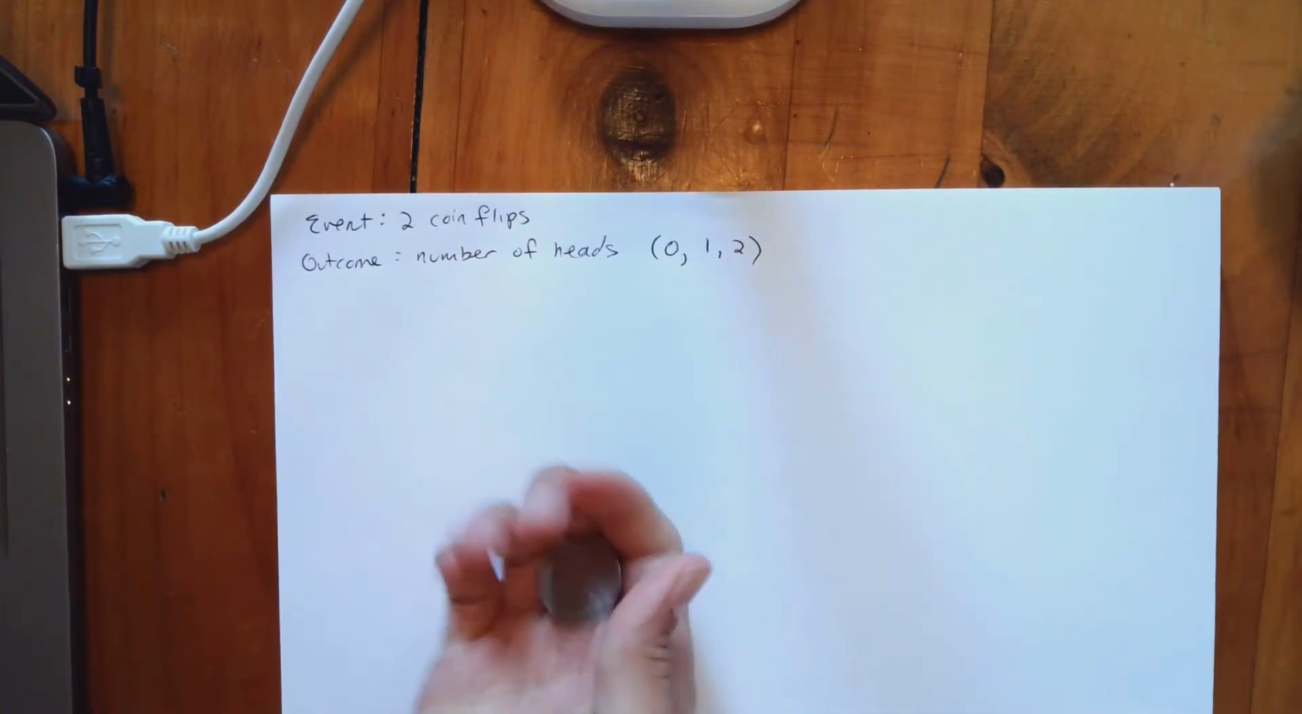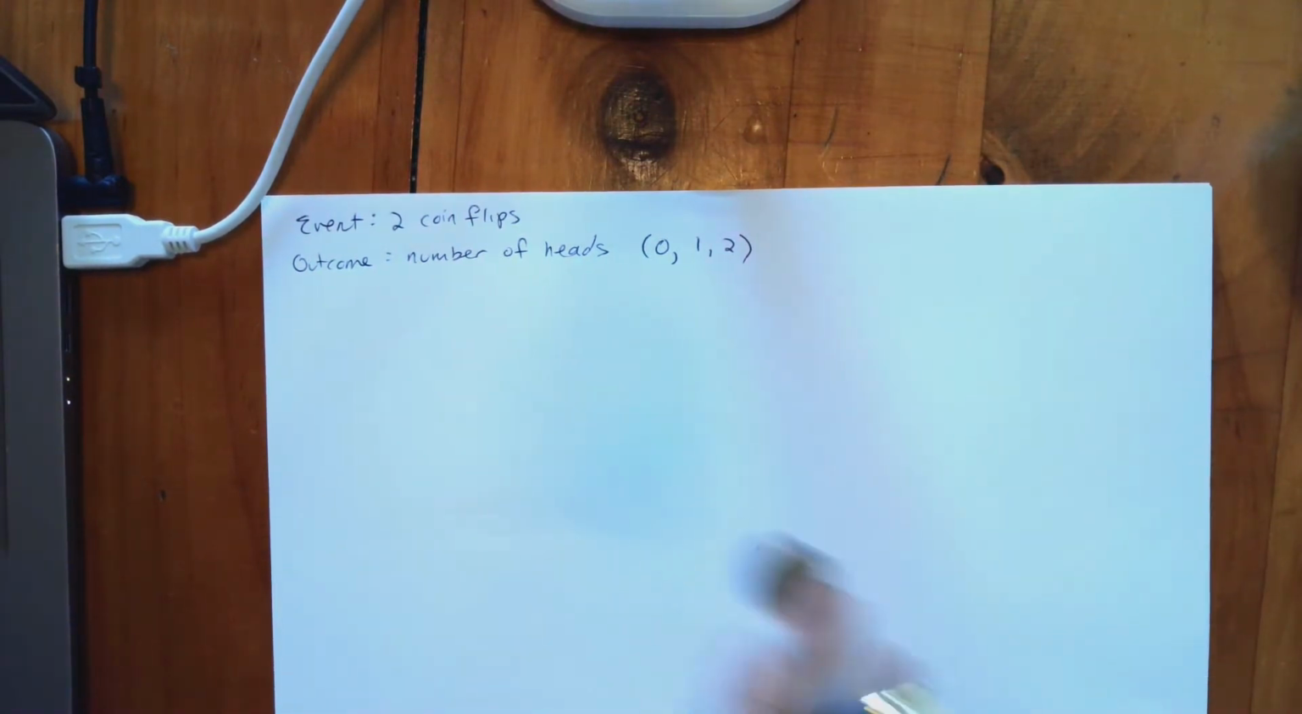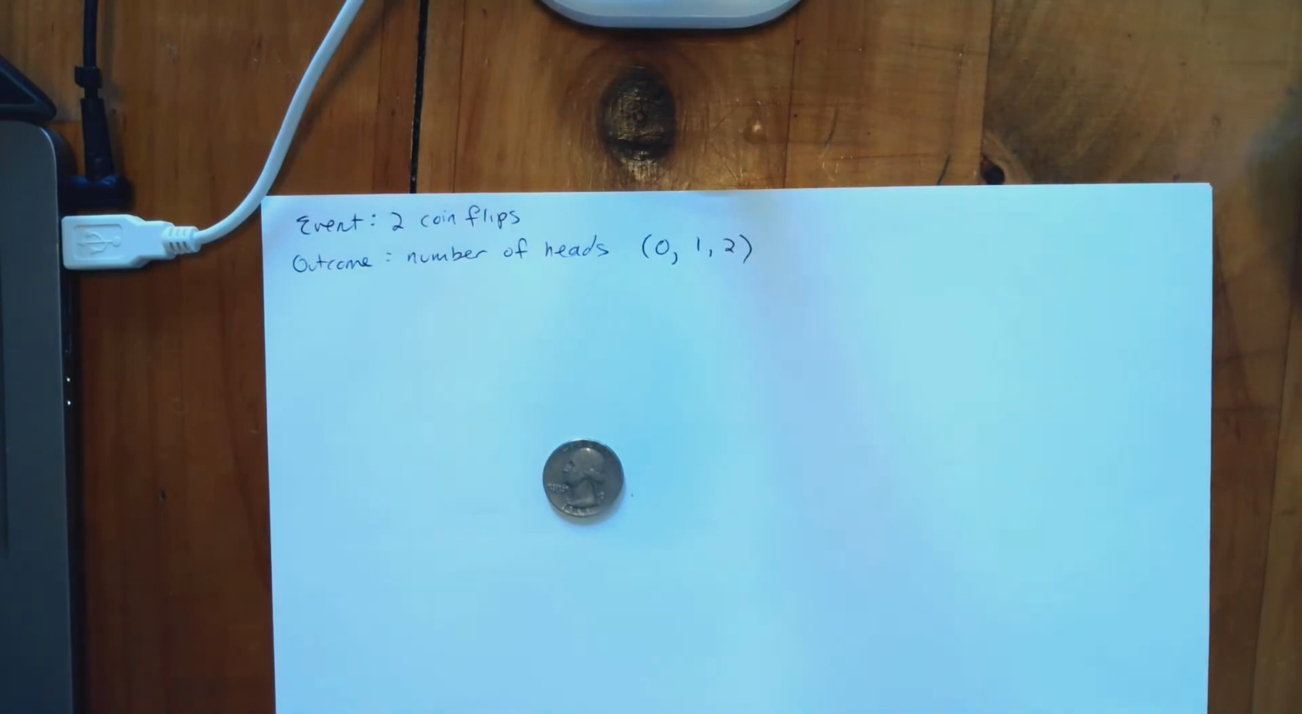So we could do another event, right? So that was a terrible flip, but our first one came up tails, and our second one came up heads. So for that one, our outcome was, again, 1 heads in our coin flip.